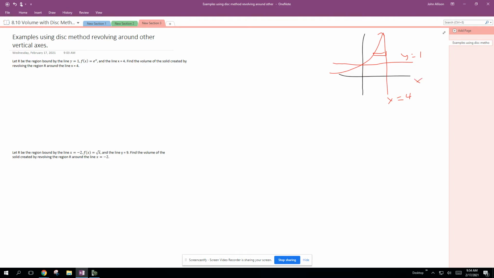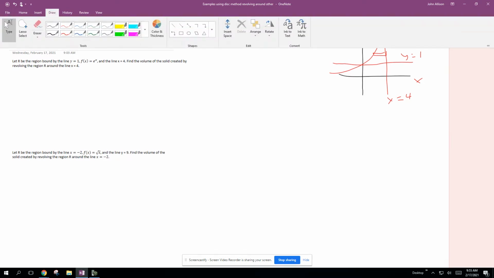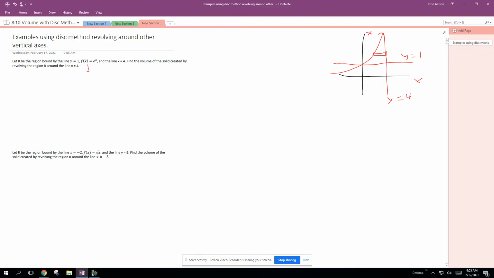Like we always do when we're doing cross sections that are perpendicular to the y-axis, we're going to solve our curve for x, and we're going to invert and graph this with the y-axis in it. This is y. So we have y equals e to the x. We solve that for x and get x equals ln y.